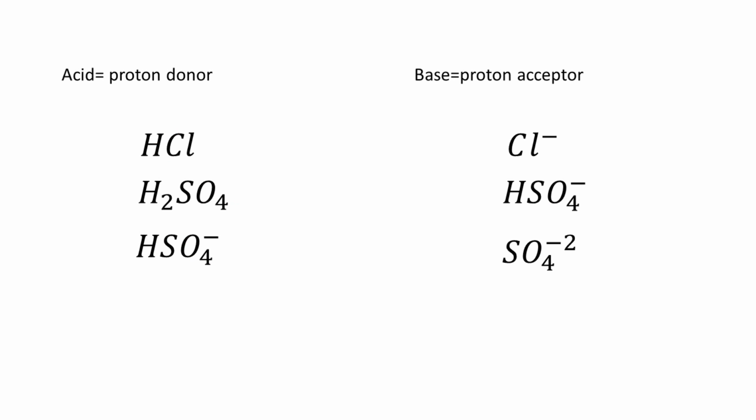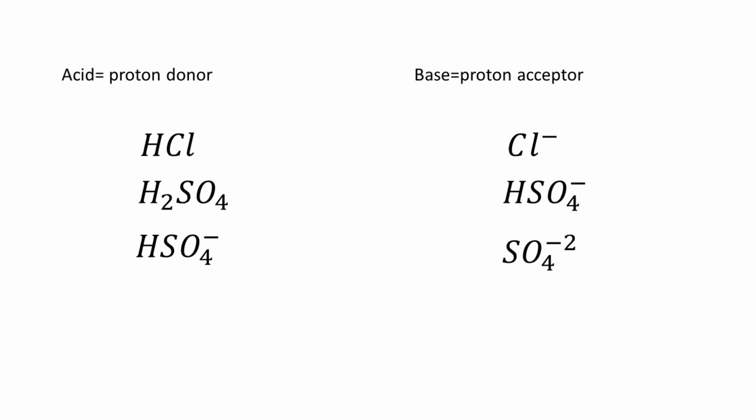A base, on the other hand, can take and make ionic bonds with free protons, so it is a proton acceptor. When an acid is ionized, a proton and a conjugate base remain. In turn, this base is free to bind with protons in the solution. The pairs hydrochloric acid, chloride ion, and sulfuric acid, hydrogen sulfate ion, are examples of conjugate acid-base pairs.